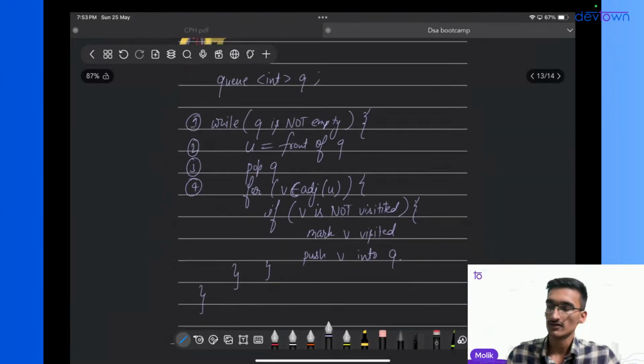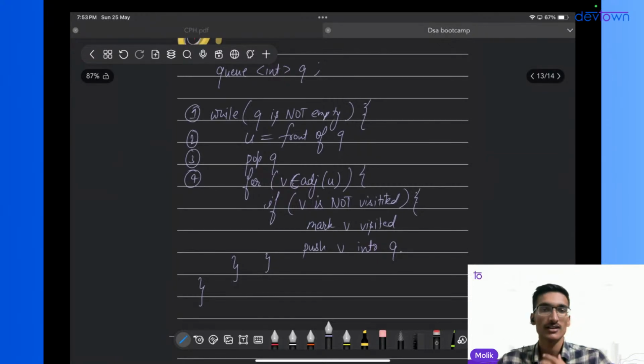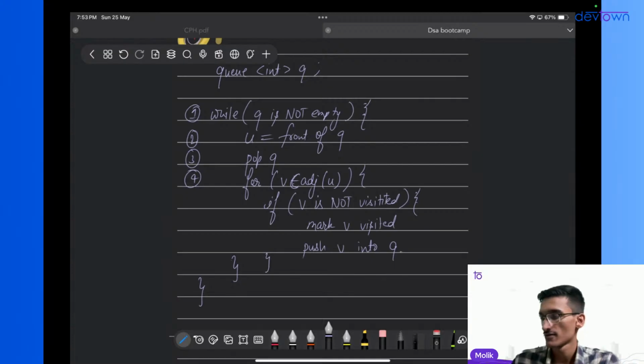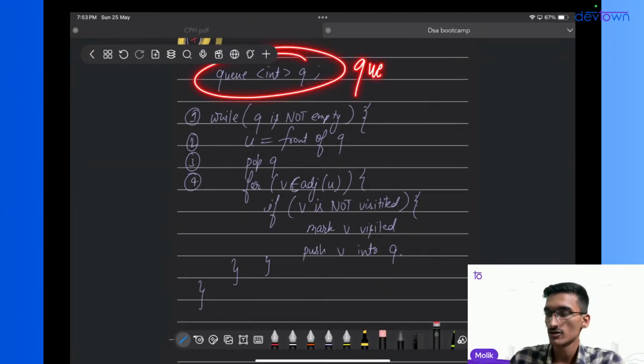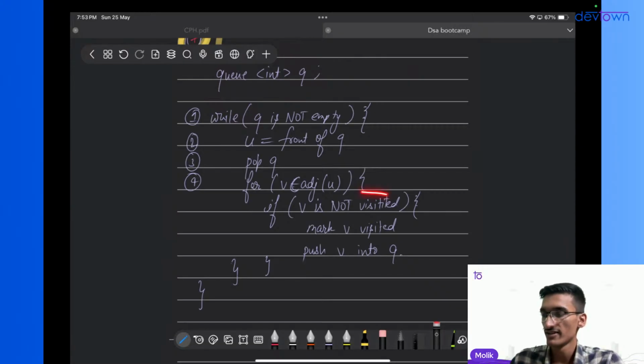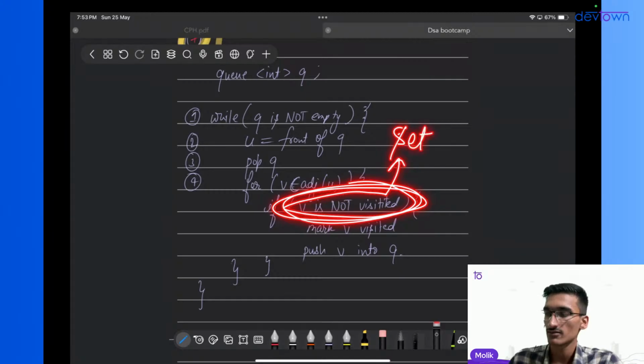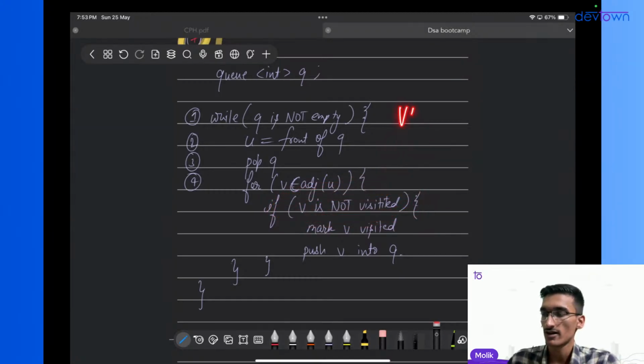I hope the pseudocode is clear to all. If there is any doubt, you guys can ask. Now, note two things. This is a pseudocode, so Q is a queue. Then, v is not visited, so you might be using some set or a vector visited to ensure this condition, right?